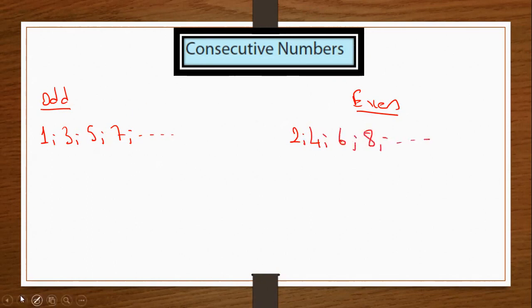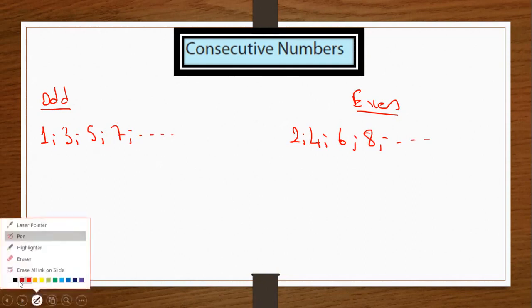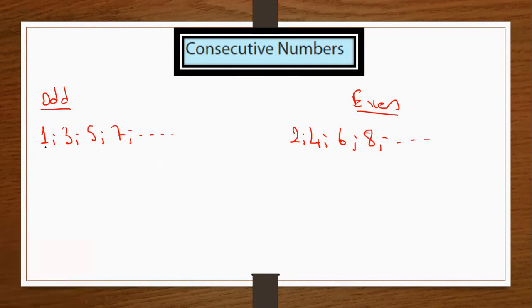So what I did in the previous page, I said that you say the first one a, the second one will be a plus 2, the third one will be a plus 4, and the other one a plus 6. So basically, it is increased by 2. It could decrease by 2 too.